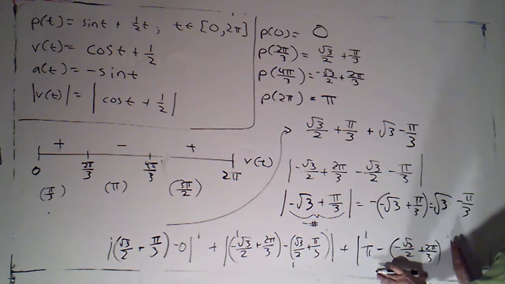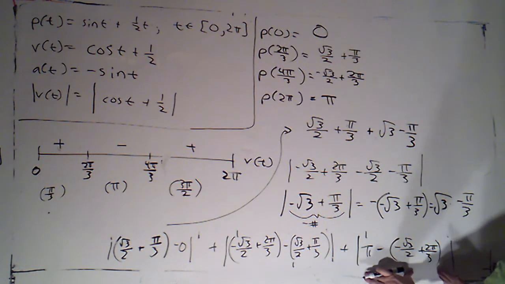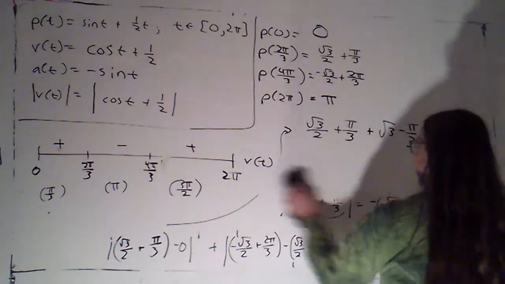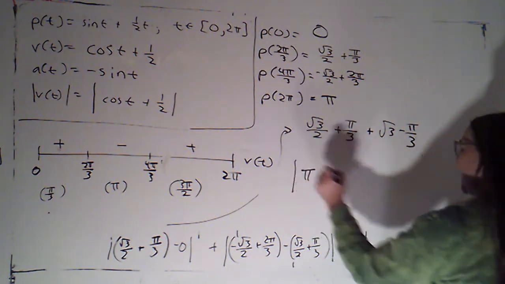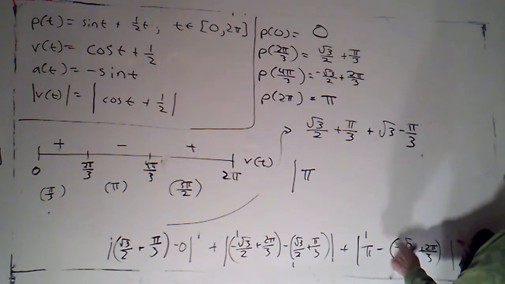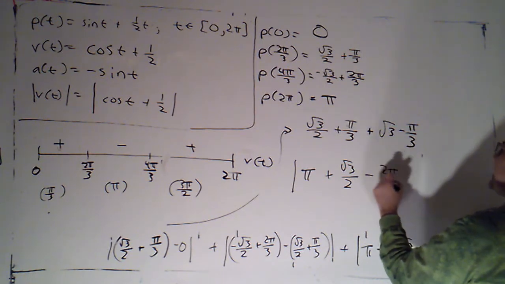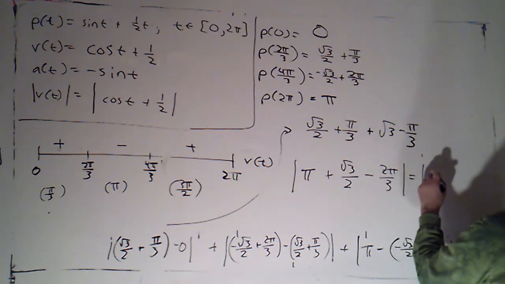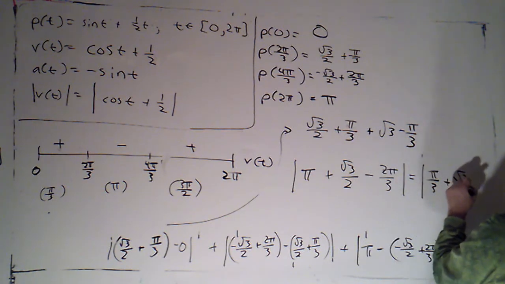And then I've got to add to that the absolute value of the displacement over this third time interval. I'm just going to clear myself some space so that I can simplify that. This is my running total of the first two things that contribute to the distance. So here, with this last piece, we're looking at the absolute value of pi, and I'm just going to distribute that negative. Minus a negative becomes plus root 3 over 2, and then minus 2 pi over 3. Okay. So that's going to be the absolute value of, let's see, the pi minus 2 pi over 3 is going to be pi over 3 plus root 3 over 2.